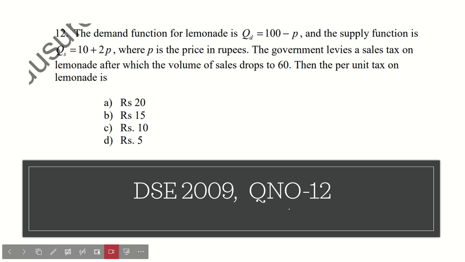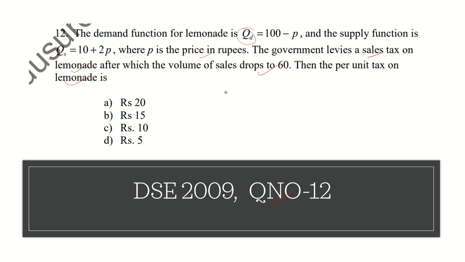DSC 2009, question number 12. The demand function is QD = 100 minus P. Demand function is given, and the supply function is also given, where P is the price in rupees. The government levies a sales tax on a product, after which the volume of sales drops to 60. Then find the per unit tax.